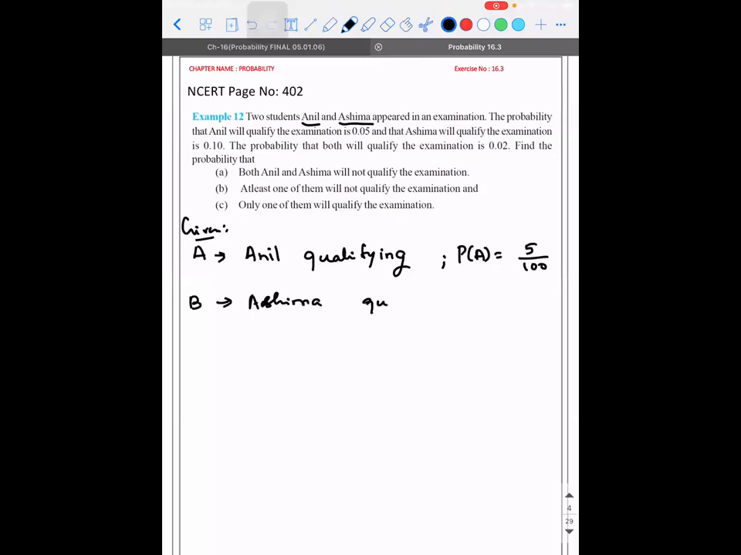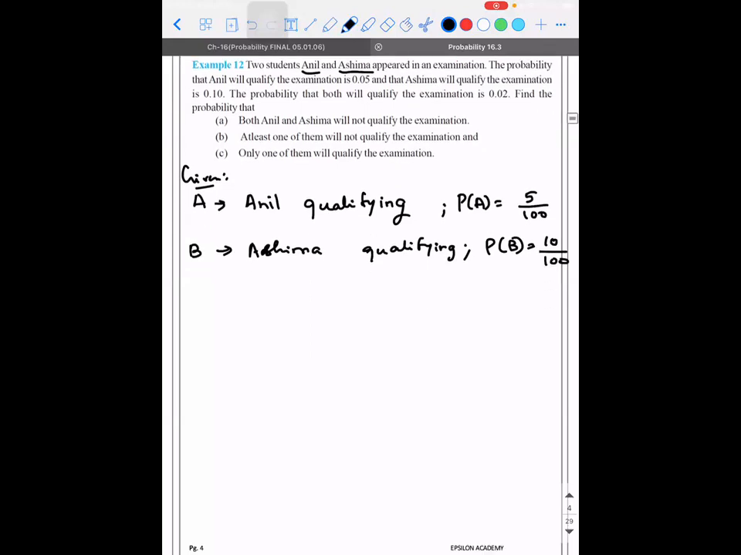Event B is about Ashima qualifying. So what is the probability of B? It is 10 by 100, correct? Yes. So the probability that both will qualify the examination is 0.02. That is 2 divided by 100. Guys, are you able to understand what I'm doing?